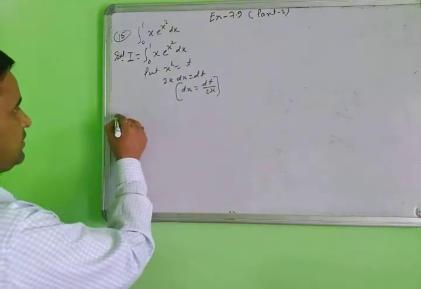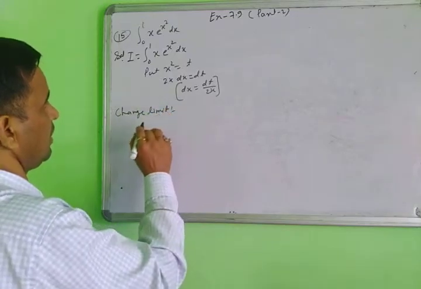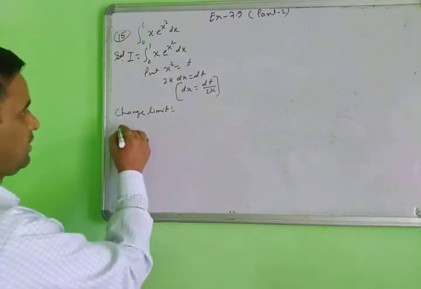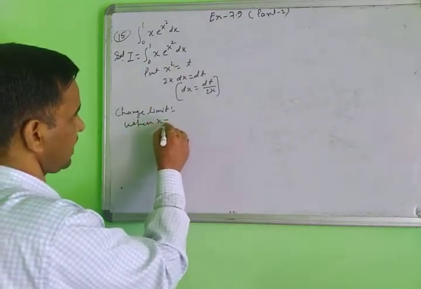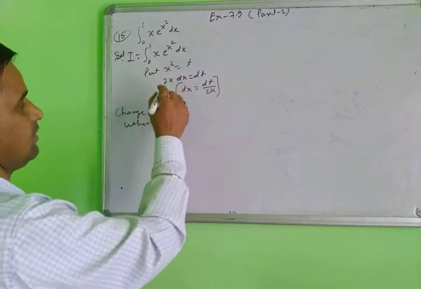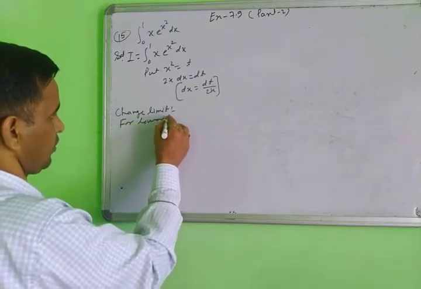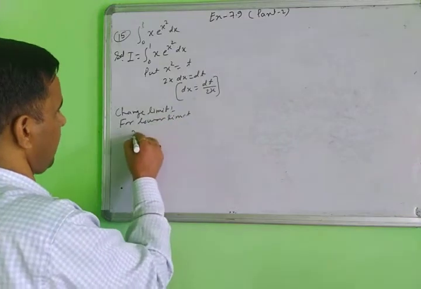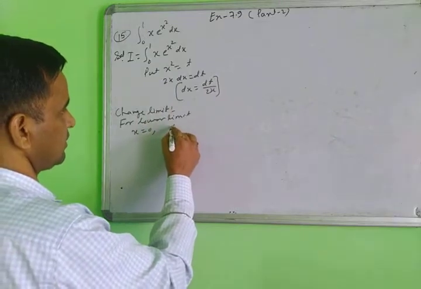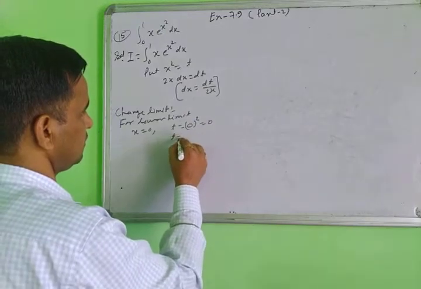Now, change the limit. Here, when the variable x equals 0, that is the lower limit. When x equals 0, then t equals 0, since 0 squared means 0. The value of t here is 0.